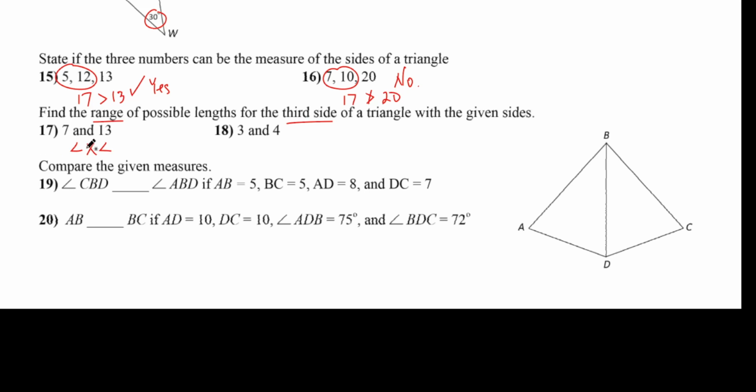Okay, X is greater than this and it's less than this. What do I do with these two numbers to find out what the smallest one's going to be? What do I do with those two numbers? I subtract. 13 minus 7 is 6. And then what do I do to those two numbers to put over here? I add them together. 7 plus 13 is 20.